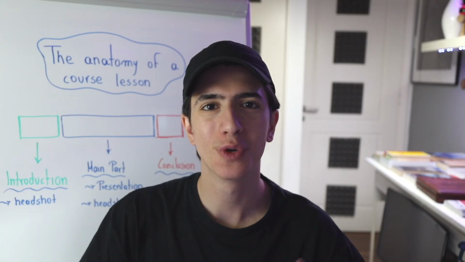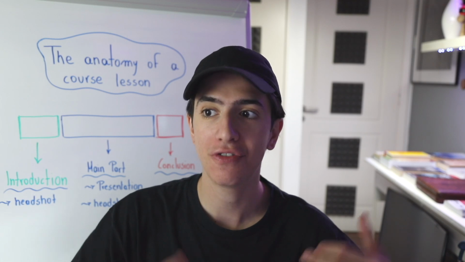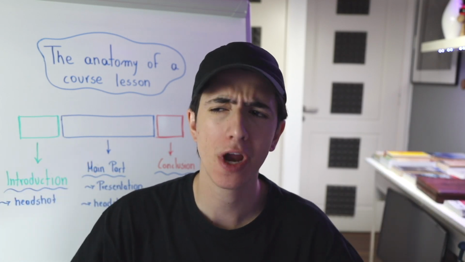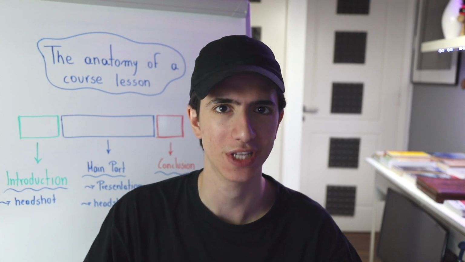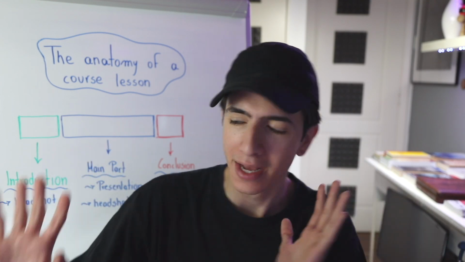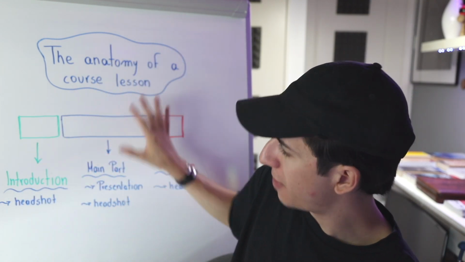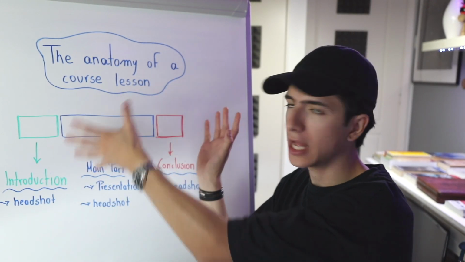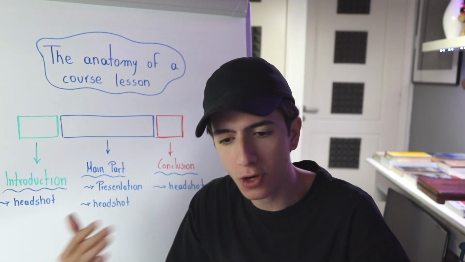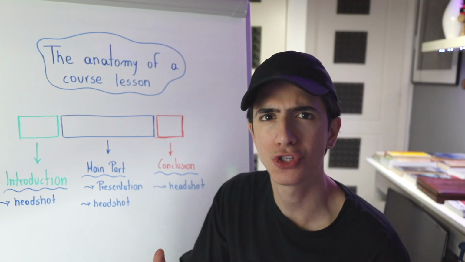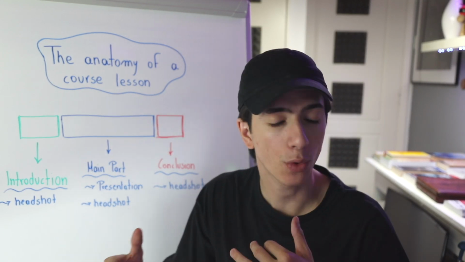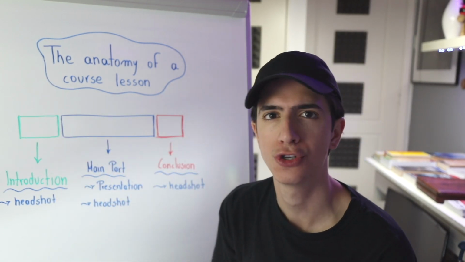So welcome to the lesson in which we're going to be analyzing the anatomy of a course lesson. It's pretty ironic actually that this lesson analyzes the anatomy of a course lesson and is a course lesson, but you get the point. This right here is the diagram of what a course lesson should look like. And from the first time you look at it, I think you're thinking that it really looks like the anatomy of a course.